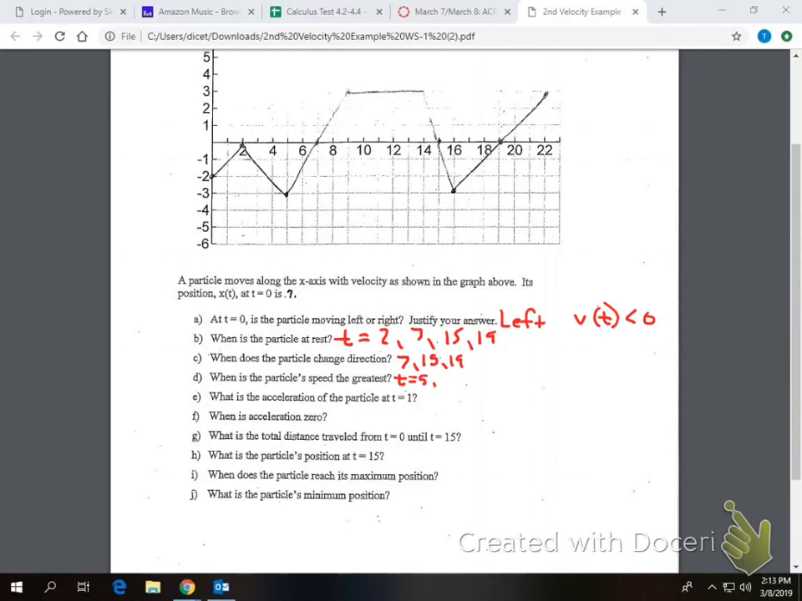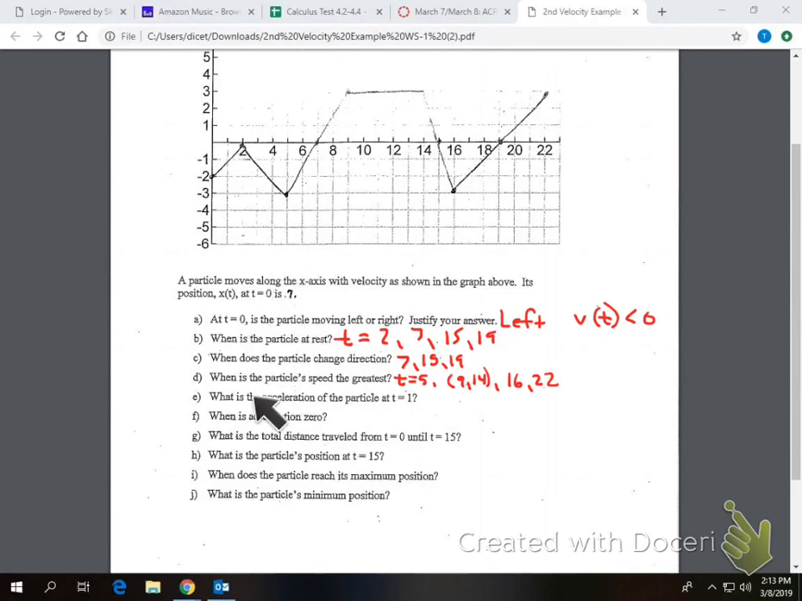You're going to tell me that time equals from 9 to 14, and at 16, and 22. Did I say that right? Yeah. All right.